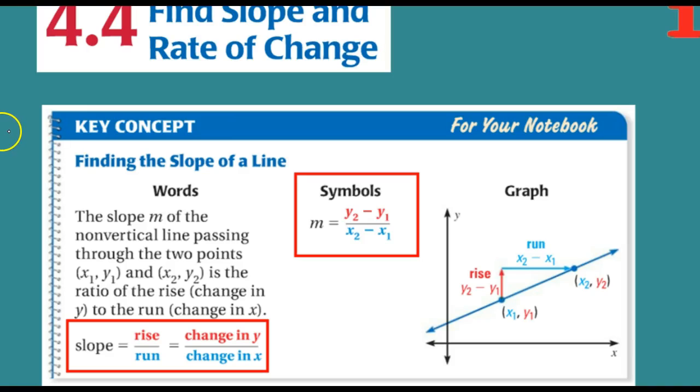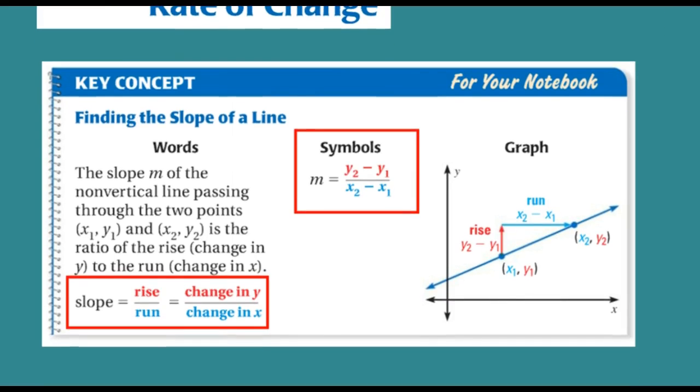Welcome everybody. Today we're going to be talking about finding slope and rate of change. So slope is given by the term or the variable m.